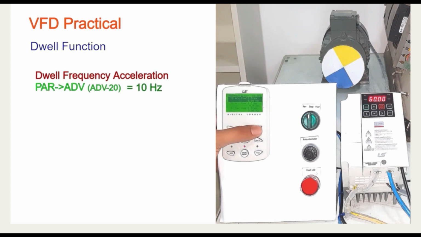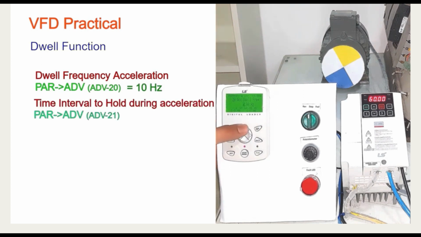So I will set here 10 Hz and press enter. Next, we remember from previous video that once the frequency level is defined, we need to program VFT for how long we are going to hold that frequency level. So I will set here 5 seconds.